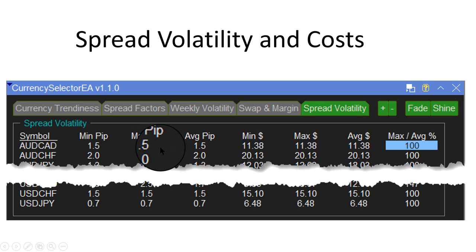Then we look at the maximum pips that the broker charges for a particular currency, and then the average pips, and then we convert those into dollars to make it a more reasonable feel of how much money is involved. And then what we do is we say, let's look at the maximum amount charged as a percentage of the average. So that gives you an idea of how much the broker moves the spread away from the average from time to time. And that is really what we talk about when we talk about spread volatility, is how much does the broker move the spread away from the average from time to time.